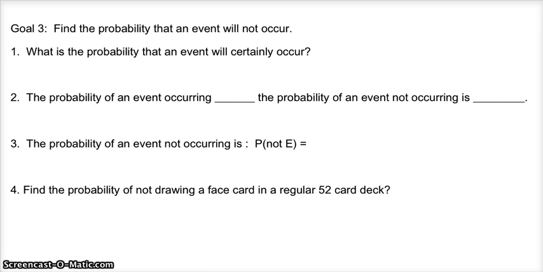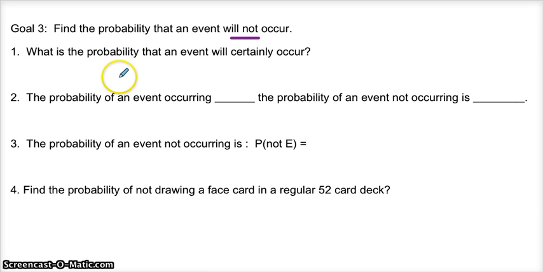We're going to complete our study of probability, or at least complete the first 3 goals, by learning how to find the probability that an event will not occur. Up to this point, we've only been looking at the probability that an event will occur. So how do we know if one will not occur?